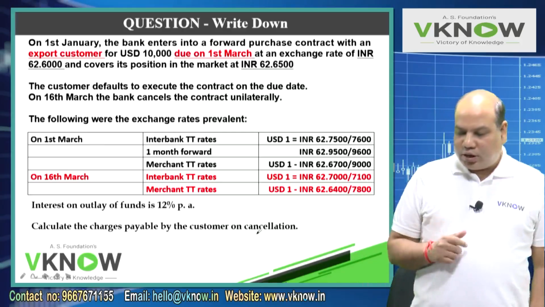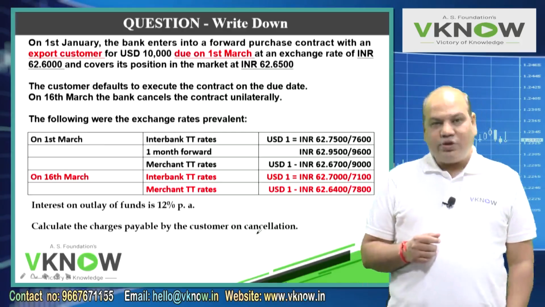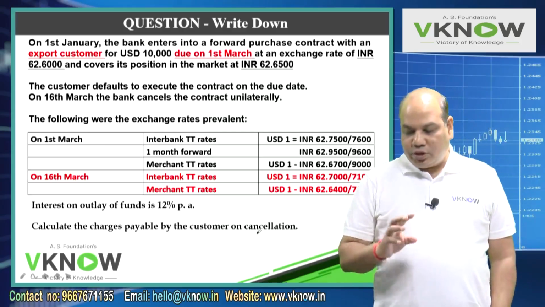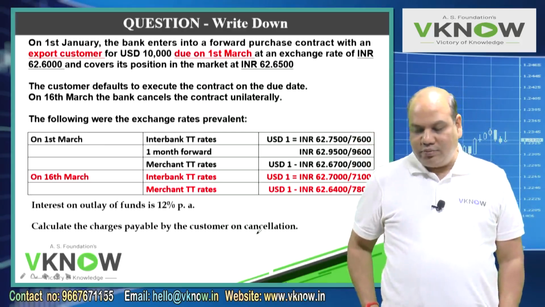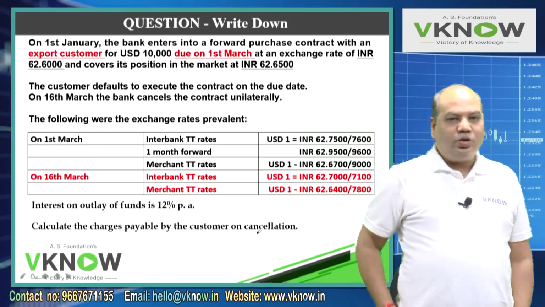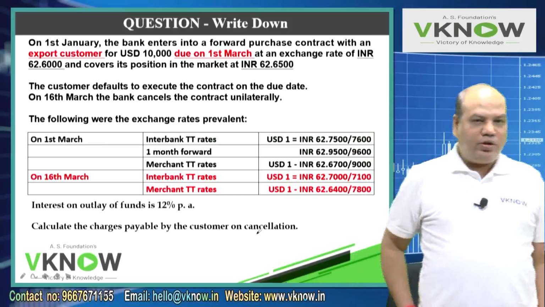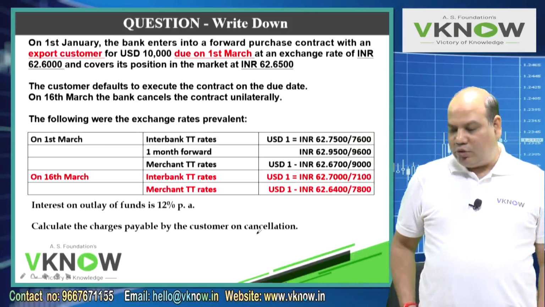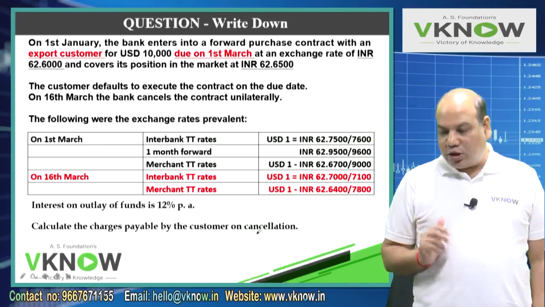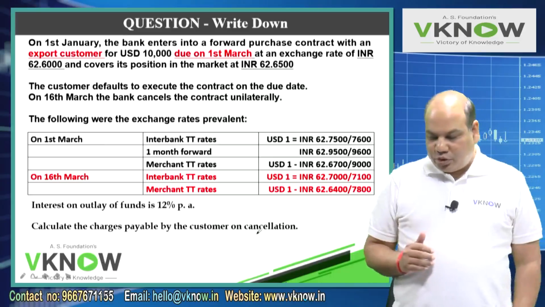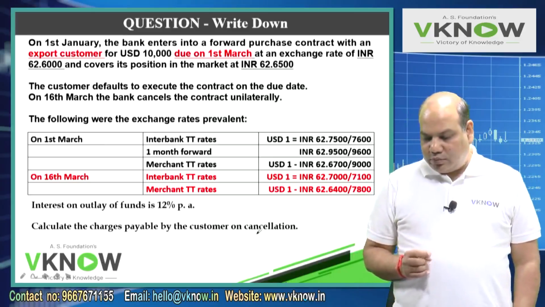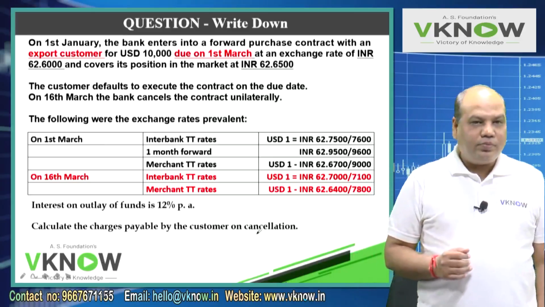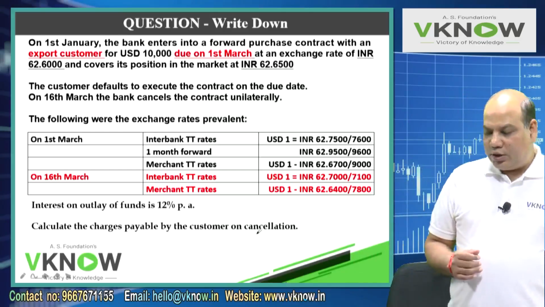On 16th March, the bank cancels the contract unilaterally. Unilaterally means on its own, because he did not turn up in 15 days, right? Next line. The following were the exchange rates prevalent.